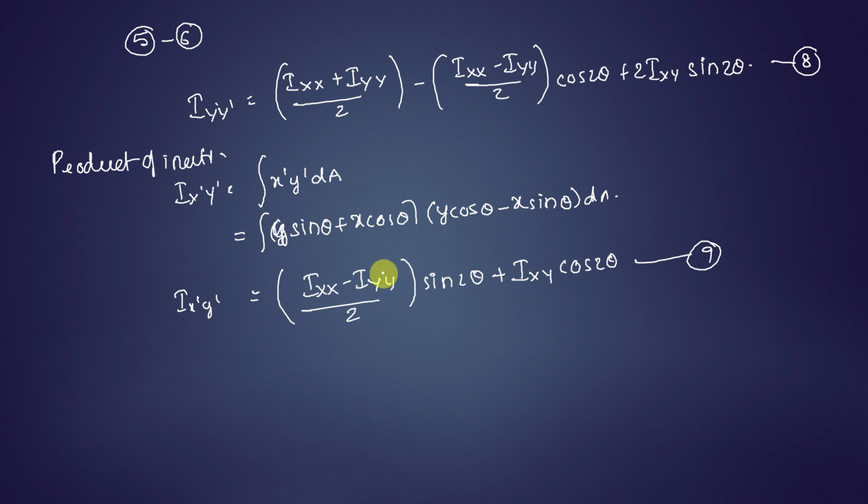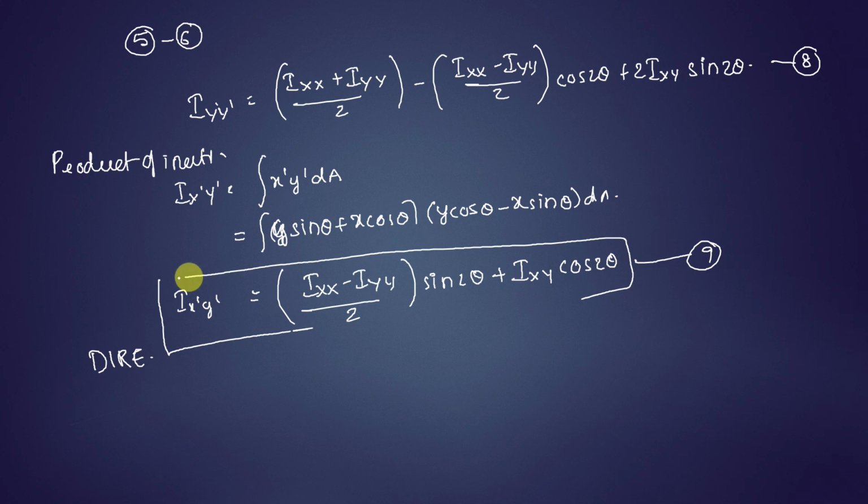Now, most importantly, you have to find the direction of the principal axes. What are principal axes? Those axes about which the product of inertia is 0 are called principal axes. So we have to find this angle. For that we need to make this equal to 0, right?